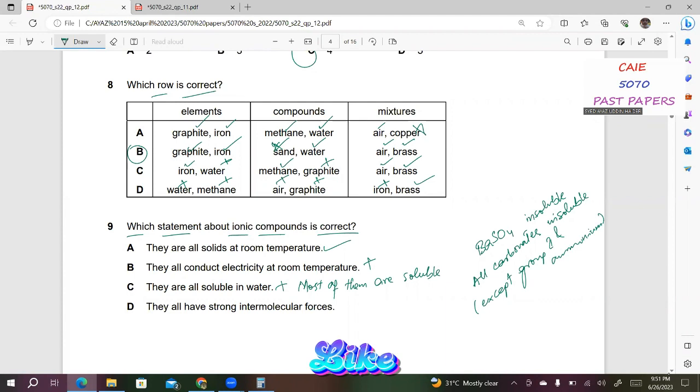D, they all have strong intermolecular force. This is also wrong because they have strong electrostatic force. So only choice A will be the right answer here.